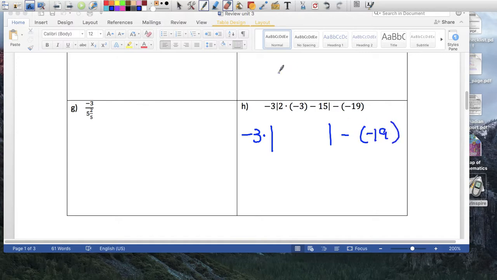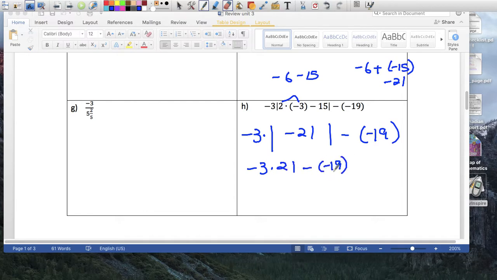Okay, so we have 2 times negative 3, and that's negative 6, and then minus 15. Change it to an addition problem, you get negative 6 plus negative 15, right? So I can't make zero pairs, so we're going to have a bunch of negatives together, so it's going to be negative 21. So we're going to take the absolute value of negative 21. So it's going to be negative 3 times the absolute value of negative 21, which is just 21, because it's 21 units away from 0, minus negative 19.